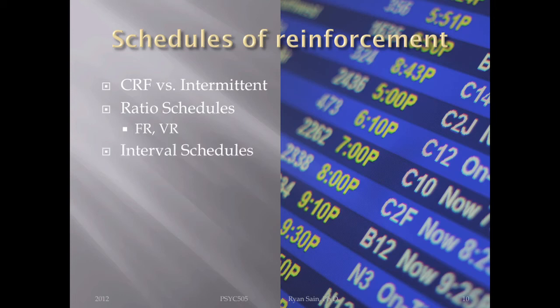They're based on the numbers of responses. The interval schedules are based on time, time plus responses. So you have a fixed interval. Okay? A good example of a fixed interval is the schedule that you see on the right here, supposedly.